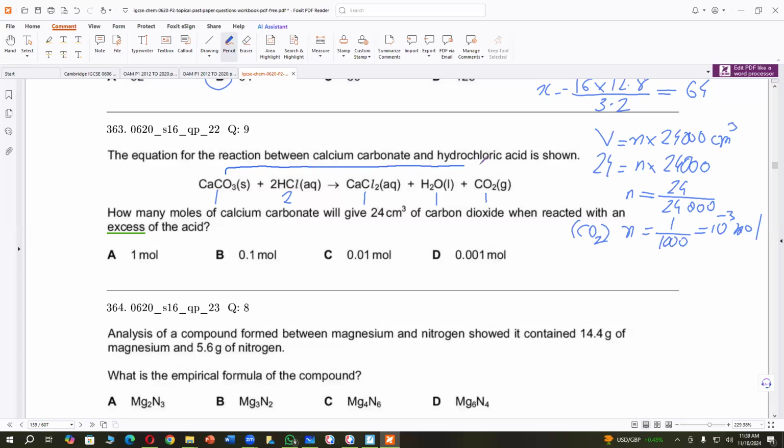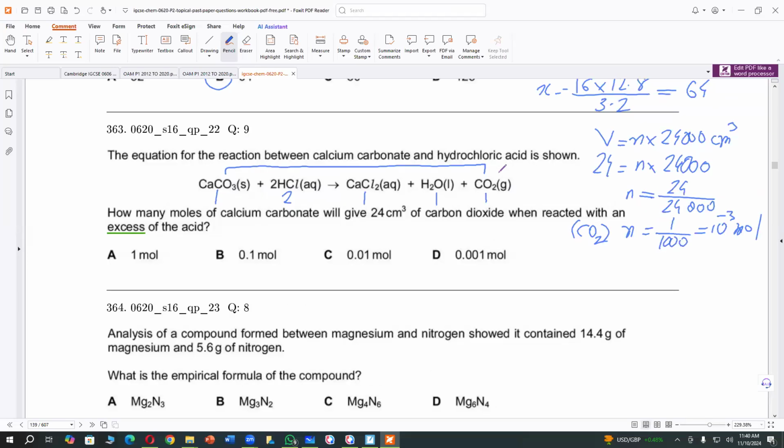Okay. Now, what's 10 to the power minus 3? I'm waiting for you to tell me the last step. So the answer is 0.01. See? But, see? 0.001, 0.001 is the mole for the CO2.